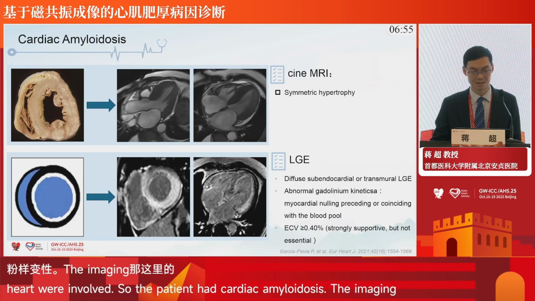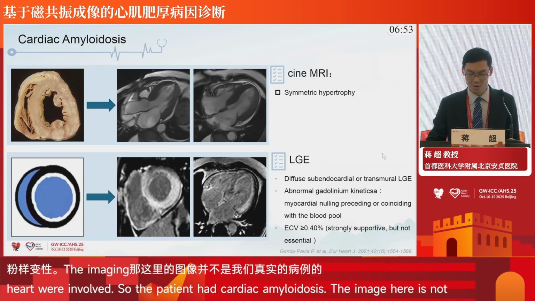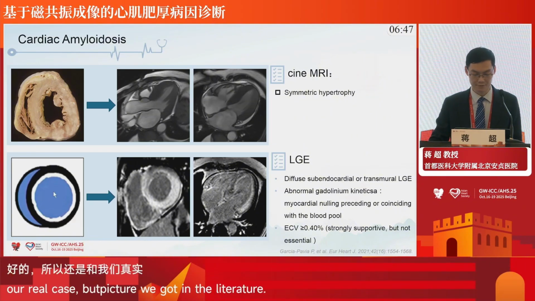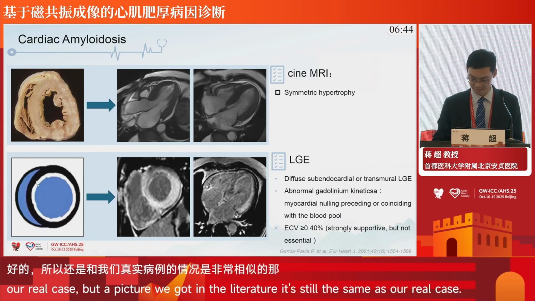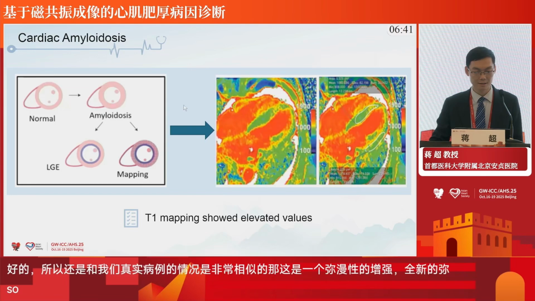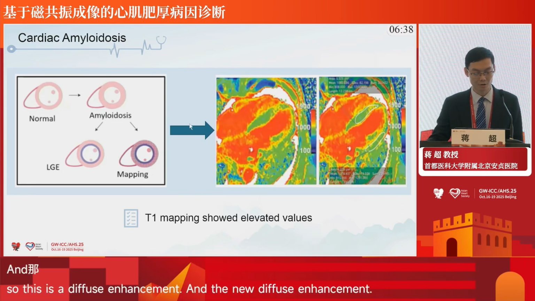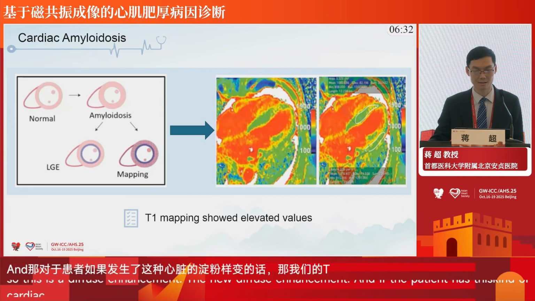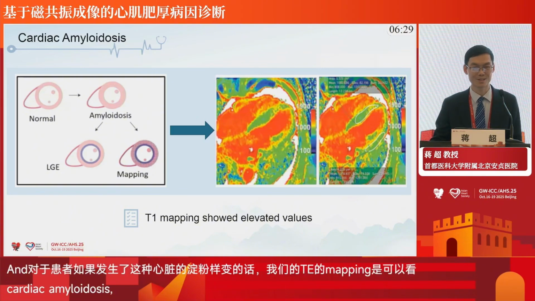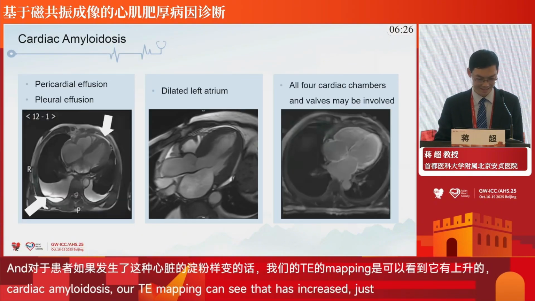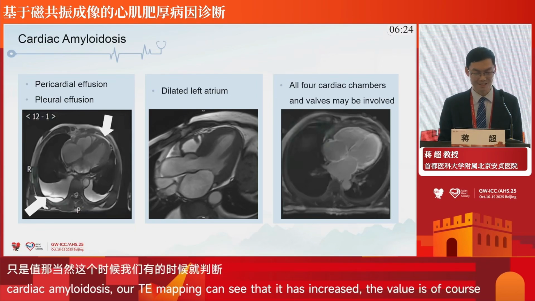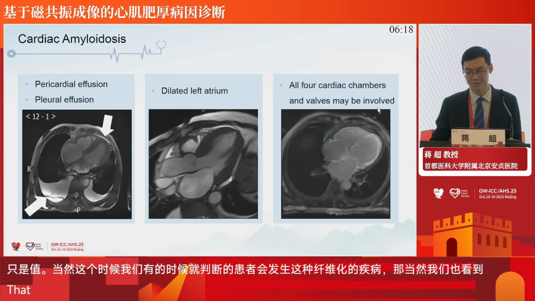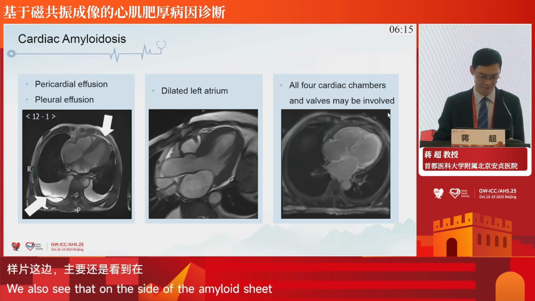This is not the imaging from our patient. I found this from the article. It is very much the same as our patient: diffuse enhancement of the whole heart. And for patients with amyloidosis, the T1 mapping was elevated. This is totally different from Fabry disease, and next we will talk about patients with Fabry disease. Also in patients with amyloidosis, we can see a dilated left atrium, and the whole heart will be involved in the LGE enhancement.